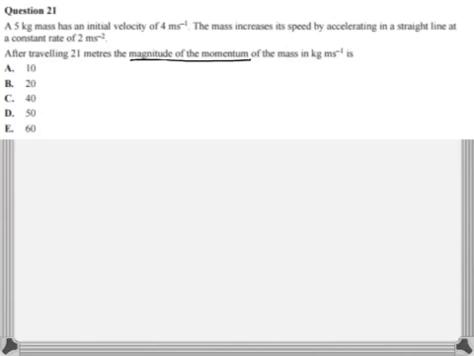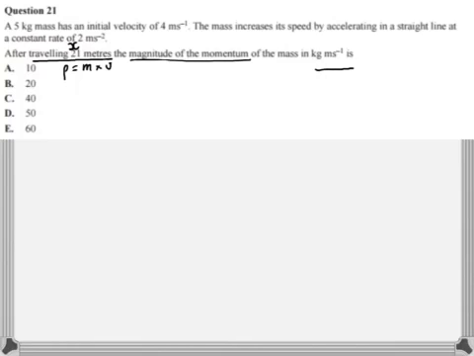So next question. A 5 kilogram mass has an initial velocity of 4 meters per second. The mass increases its speed by accelerating in a straight line at a constant rate of 2 meters per second squared. After traveling 21 meters, the magnitude of the momentum of the mass in kilogram meters per second is this value. This last bit is just your units for momentum, mass times velocity. So we draw on that definition. Momentum is mass times velocity.